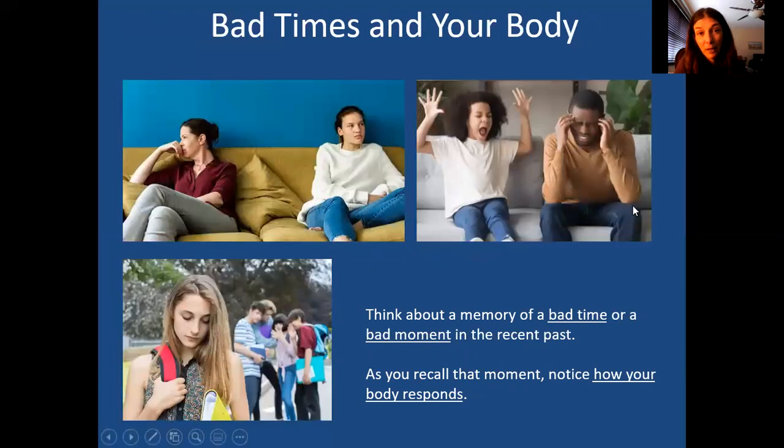So next, we're going to flip it around. This one's called bad times in your body. Think about a memory of a bad time, something that didn't go so well, maybe with a relationship, with work, with school, with some other stressor. And stay with that memory for a little while.